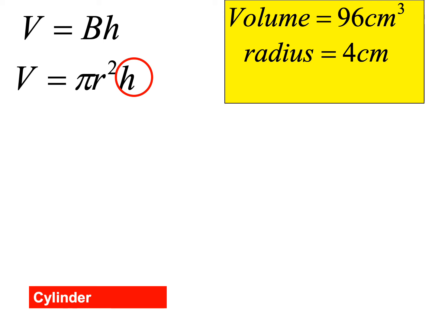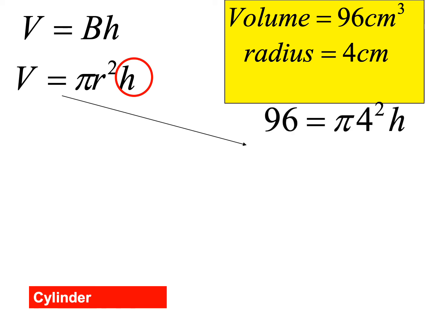So the volume is 96, so V is equal to 96. And the radius is 4, so there's everything plugged in. Now we simply do a little bit of algebra. Well, what's 4 squared? Remember, we do exponents first. 4 squared is 16. So how do we solve for h? Well, look what's attached to h. We've got a pi, and we've got a 16.